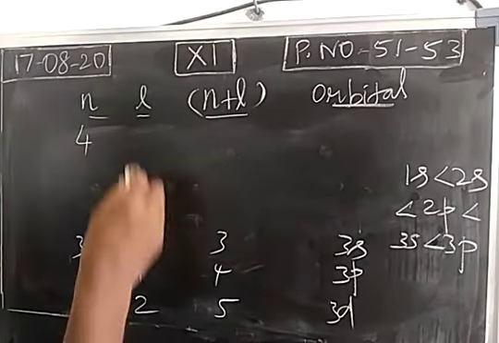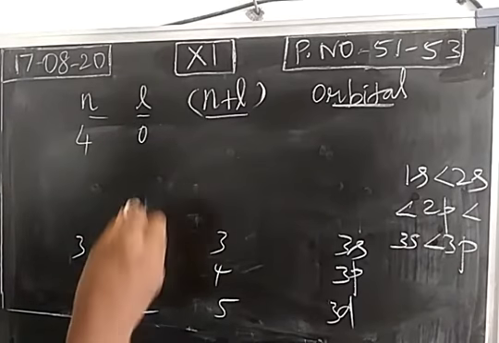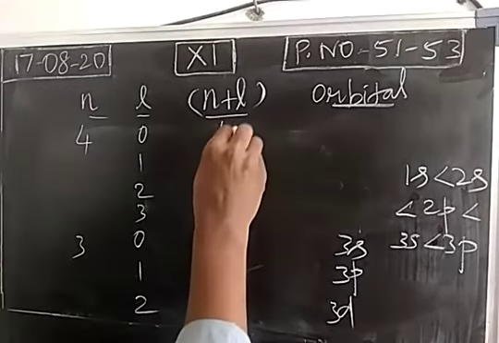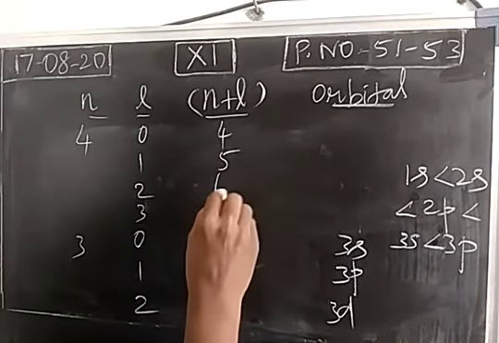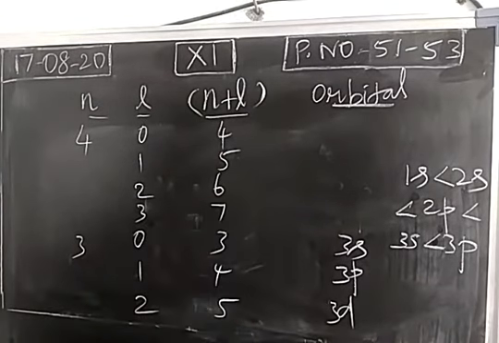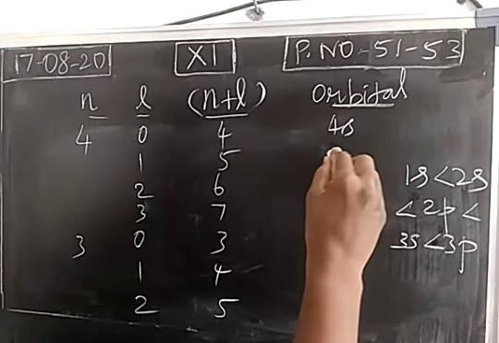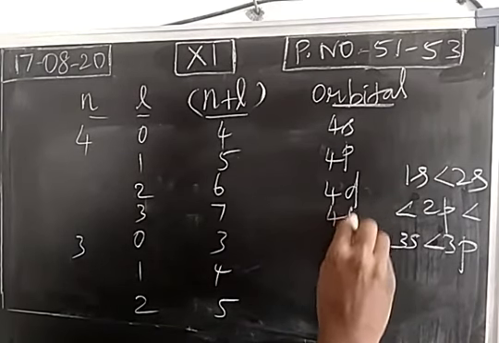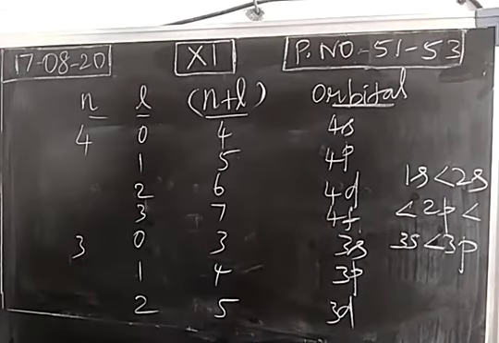Fourth shell. What are the possible azimuthal quantum numbers? 0, 1, 2, 3. The n plus l values are 4, 5, 6, 7. The orbitals are 4s, 4p, 4d, 4f. So already we have arranged orbitals up to 3p, isn't it?